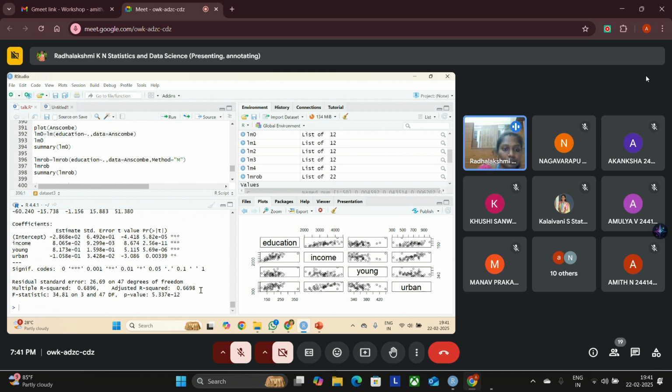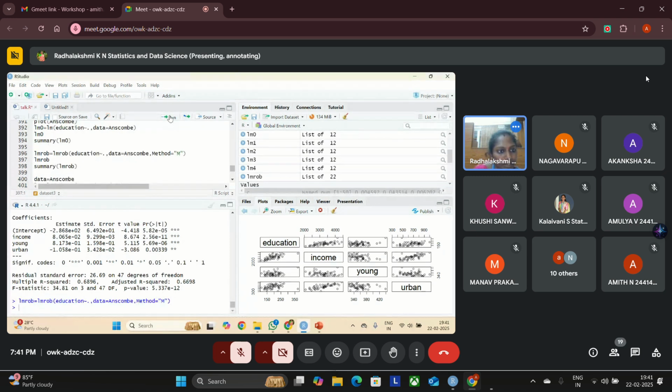If you are taking 5%, it doesn't follow normal, so obviously we can't move forward with the LS procedure. So what is the next technique? It is the robust procedure. So we are proceeding with the robust technique, the robust M procedure.